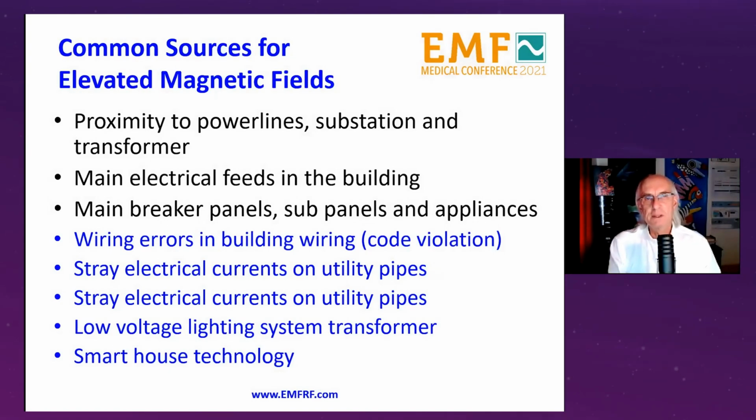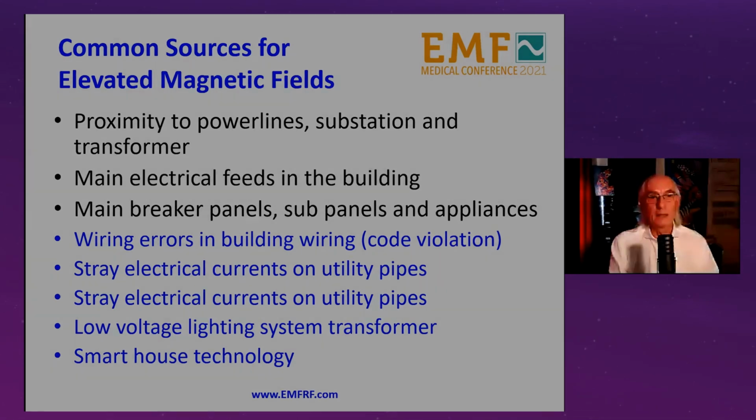So we already talked about the most common sources of magnetic fields, but here are some other ones we need to pay attention to, and that is wiring errors in buildings. If a building is not wired correctly, then we can have large magnetic fields. We can also have current flow on utility pipes, like gas pipes and water pipes, which can also create magnetic fields. And anytime you have low voltage lighting systems, transforming from 120 volts to 12 volts, we have a lot of transformers. So we need to look at that as well.